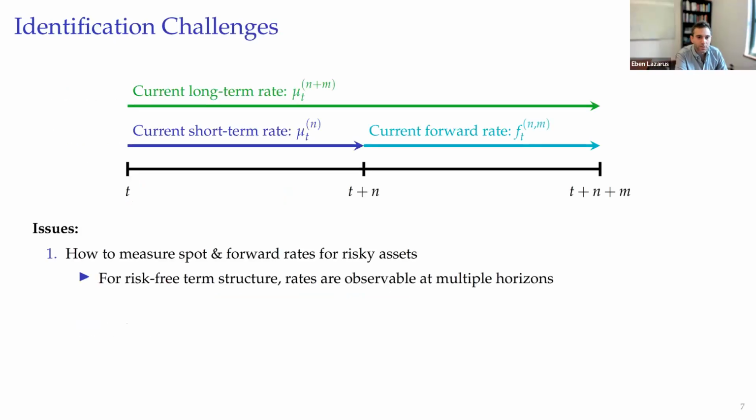Yeah. Okay, so let me back up quickly in case some of you did not get to where I'm going as quickly as those questions. So just what are the identification challenges? Again, what we're trying to do is measure expected returns on the market at multiple horizons. So short horizon, long horizon, if we can measure those things, then we can back out a forward return expectation. And so the question is, of course, I know how to do that measurement, at least in principle, when I go to the risk-free term structure. I can look at risk-free rates at short and long horizons, calculate a forward rate. But how do I do that for a risky asset? So that's going to be challenge one.